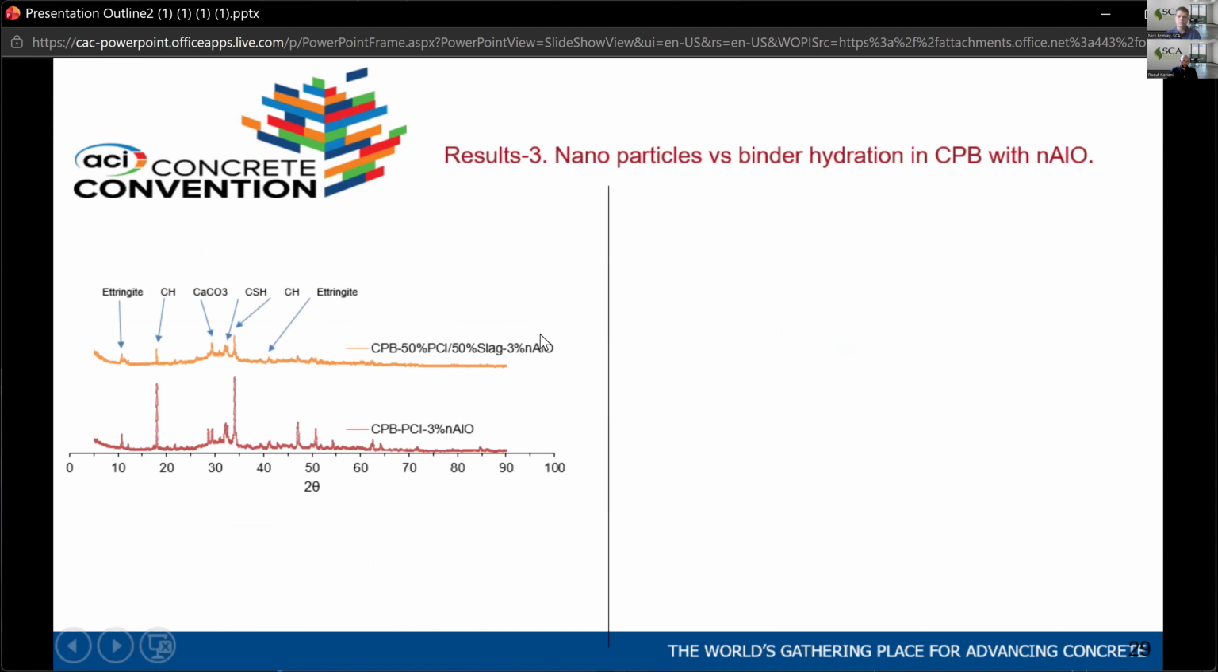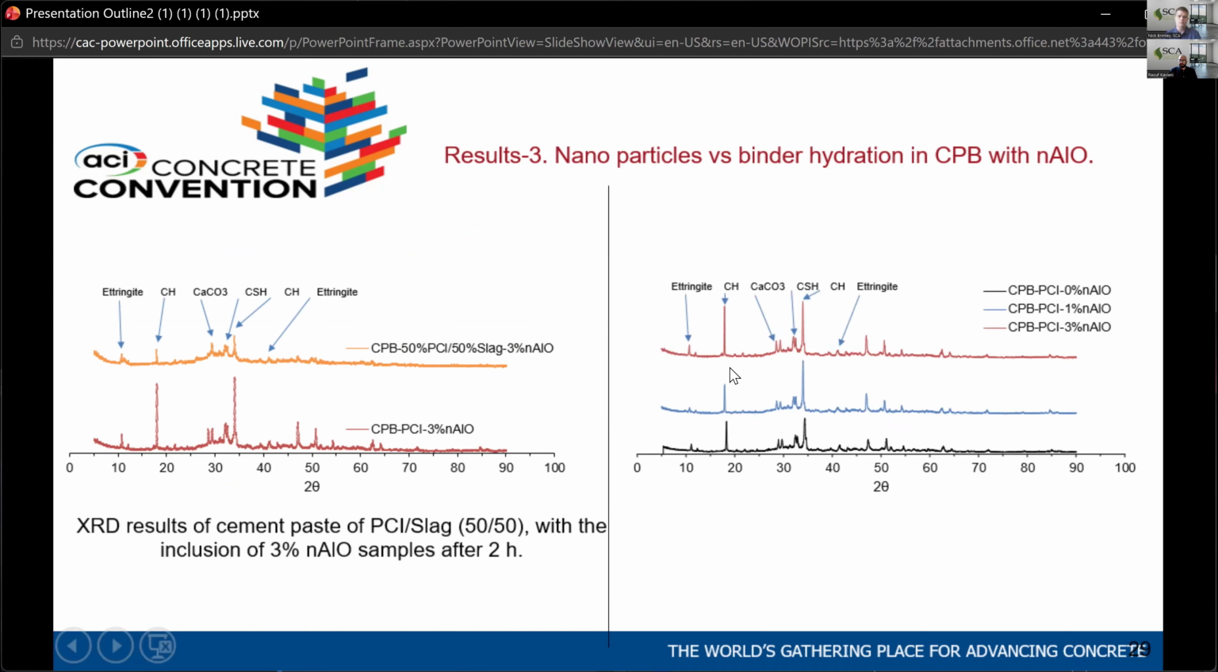And then these are the results for aluminum oxide. I showed you for iron oxide. These are for the aluminum oxide as well. The same results. I'm not going to explain everything again, because the results are the same. We only changed the nanoparticle itself, which was before iron oxide, and now it's aluminum oxide.